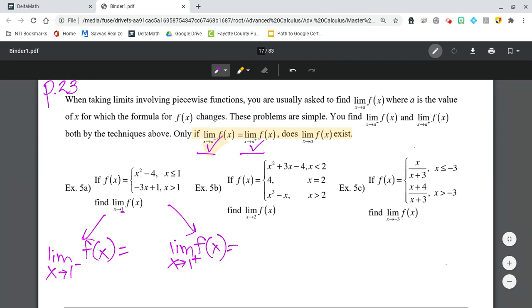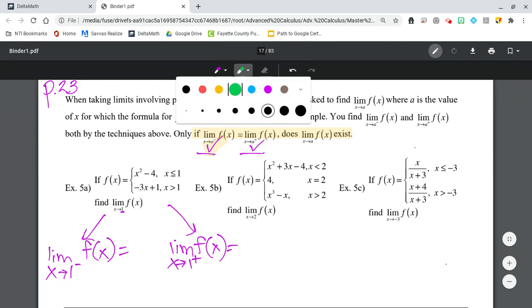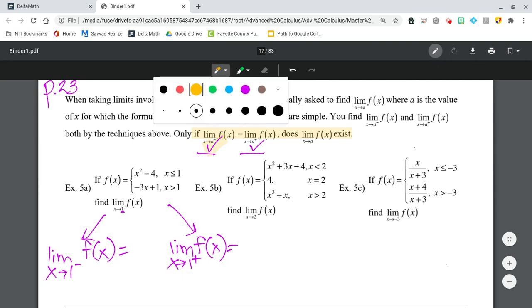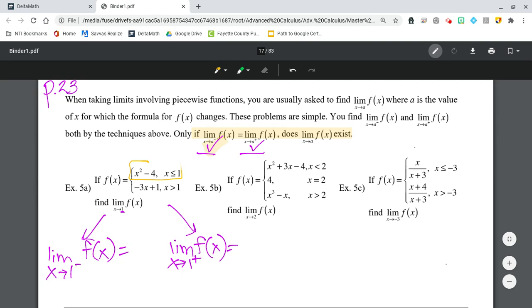Then I'm trying to figure out, okay, which one's the limit from the left and which one is the limit from the right? So that goes back to the function. I have this top line. And it says that the function is x squared minus 4 as long as all the x values that go in for the x are less than 1 or equal to 1. Well, less than 1, those are the values that are on the left of 1. So this is the function I'm going to use for my left-hand limit. I'm going to come over here and circle this part.